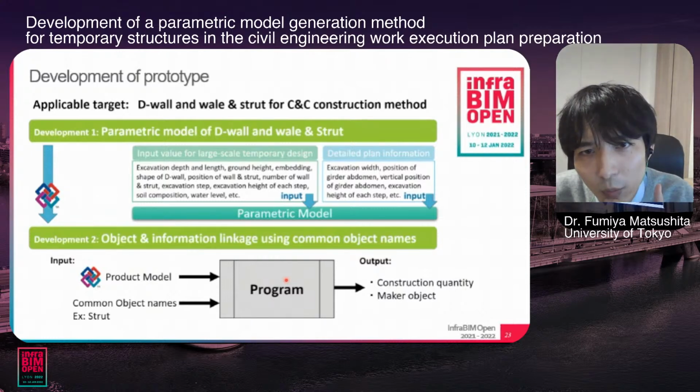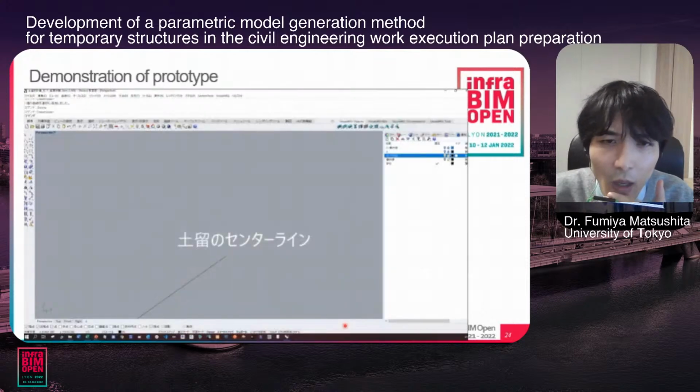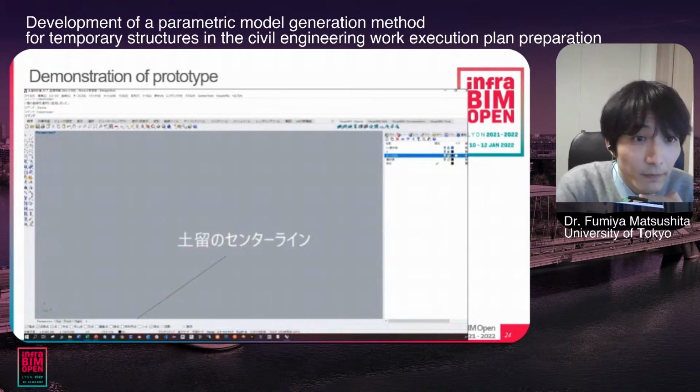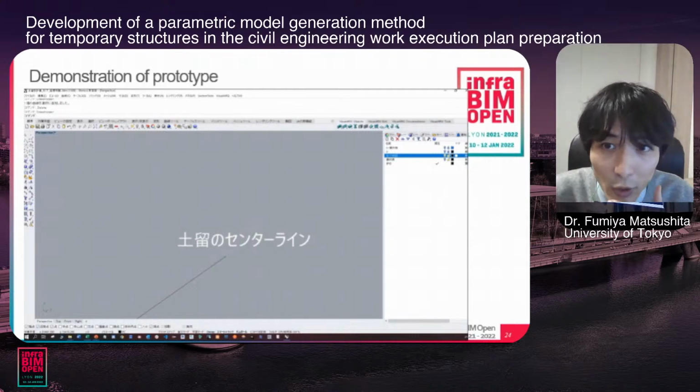The outline of the program is shown in this figure. The program inputs a product model and common object names. The output of the program is a maker object and the construction quantity. Next, I will introduce a demonstration of the developed parametric model with a video.